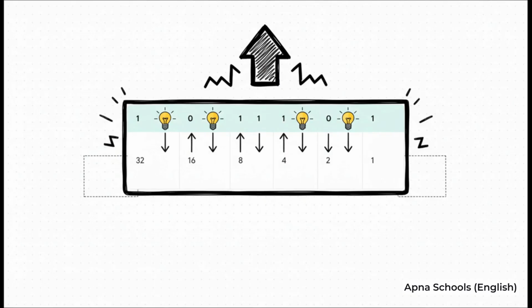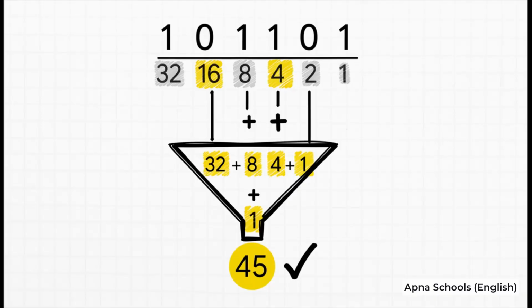Okay, what about a bigger one? Let's try 101101. Does the rule change? Absolutely not. We just keep our magic series going to cover all the digits. So 1, 2, 4, 8, 16, and now 32. And we do the exact same thing. We only look at the numbers under a 1. So we've got a 32, an 8, a 4, and a 1. Add all those together, and you get 45. See? It doesn't matter how long the binary number is. The method just works. It's that simple.